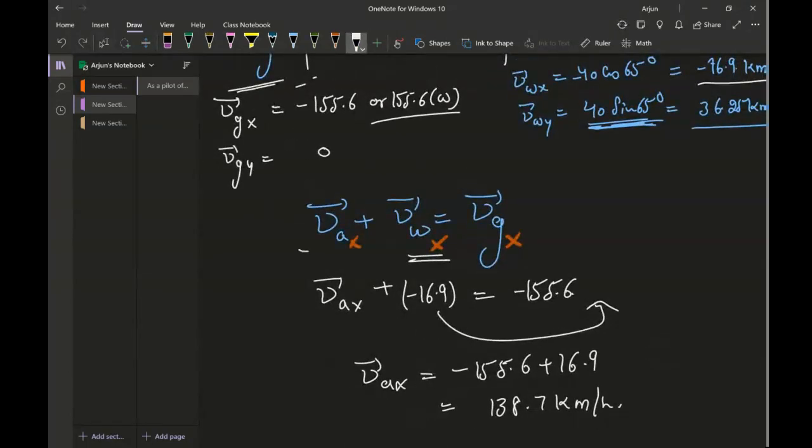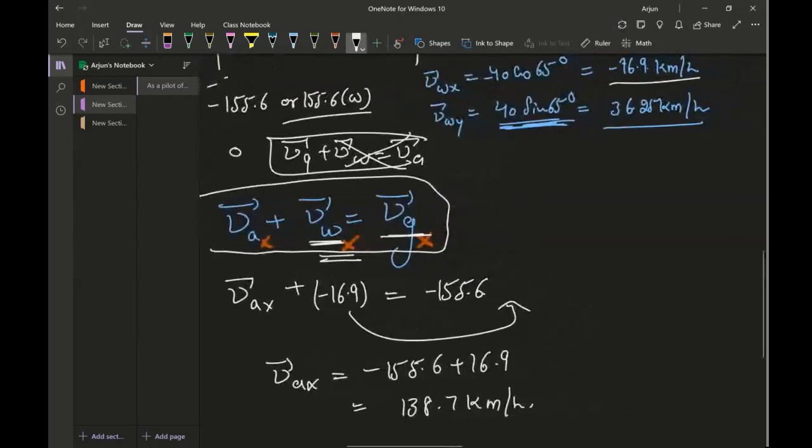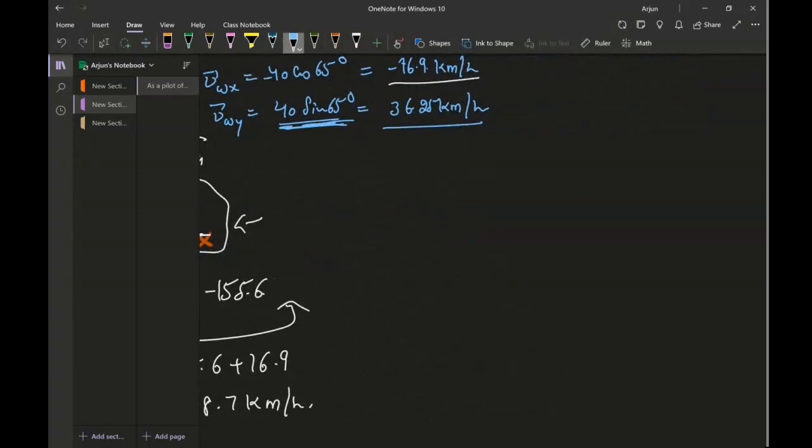So if you're not going to use this formula, then your answer will be wrong if you end up just using VG and VW. So something like VG plus VW is equal to VA. If you end up doing this way, then your answer will be wrong. So remember, you need to use this down here. And now same formula I'm going to apply in the y-axis also. So VAY plus VWY is equal to VGY, and VAY is what we are looking for.